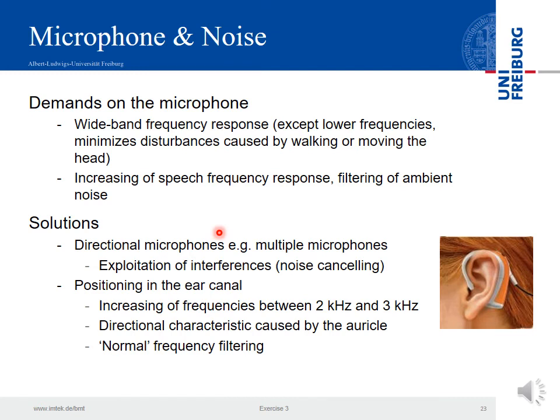What can one do? There are directional microphones. If we have binaural hearing, so hearing with both ears, we can focus and tune somehow the direction in which we want to listen. And this is now tried out with directional microphones, exploitation of interferences for noise cancelling, or positioning microphones in the ear canal to get that directional coding by the auricle. That means you slightly move your head, and you can resolve up to 1 degree of spatial angle with that.